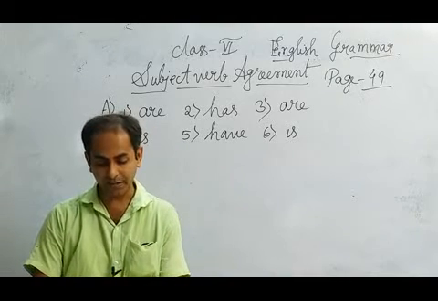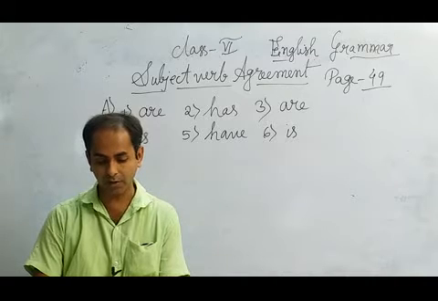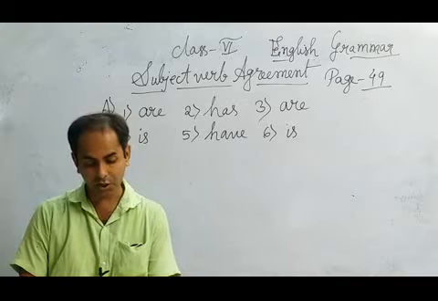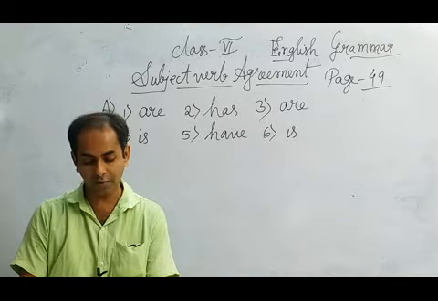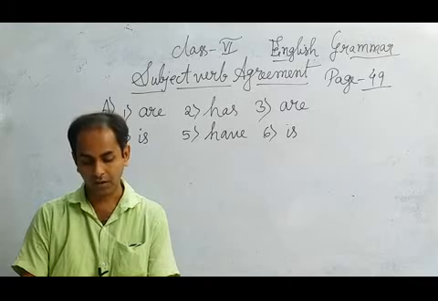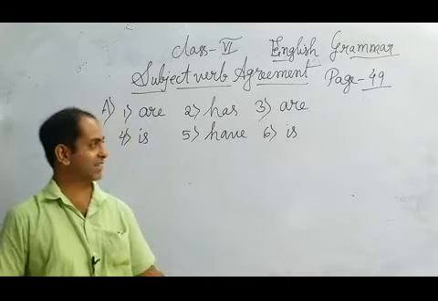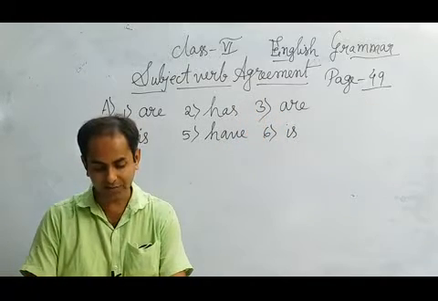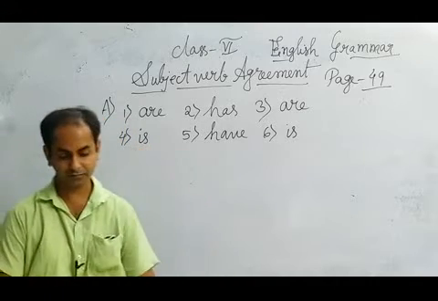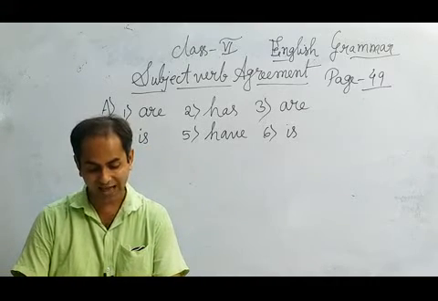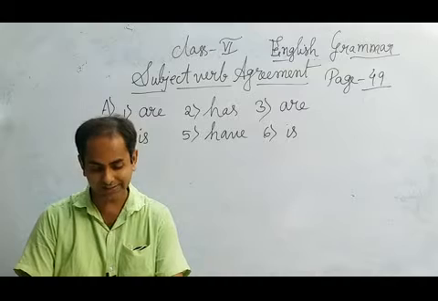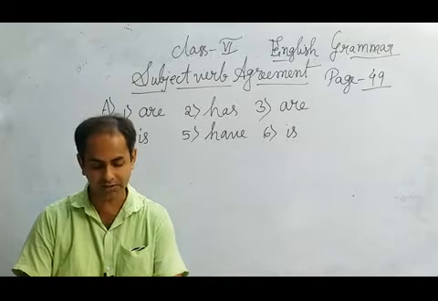So exercise number A, number 1, fill in the blanks with the correct form of verbs given in brackets. Number 1, Sumaria and Sheena are good speakers. Are. Number 2, the referee has not blown the whistle yet. Has. Number 3, the policemen are investigating the case. Are. Number 4, our auditorium is well lit. Is. Number 5, the acrobats have not yet performed. Have. Number 6, the magician is trying his best to confuse the audience with his tricks. Is.